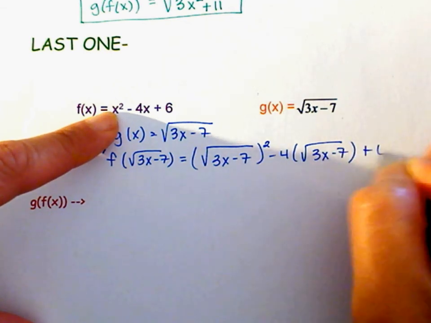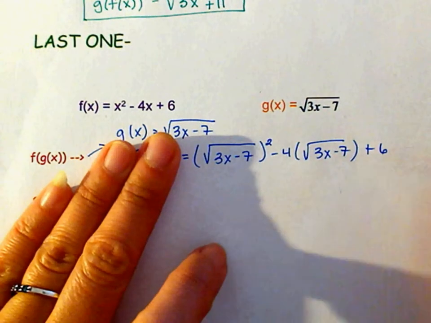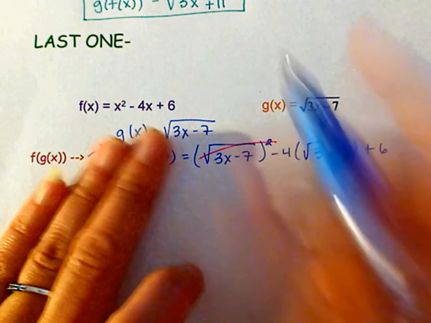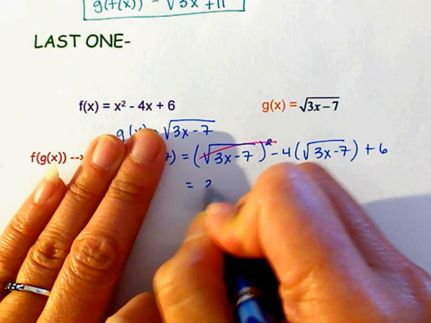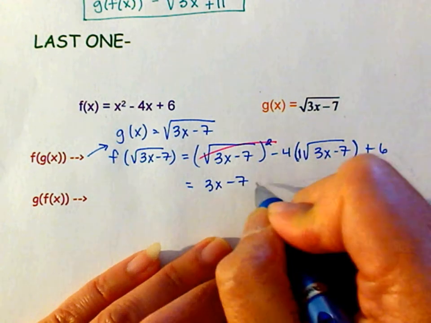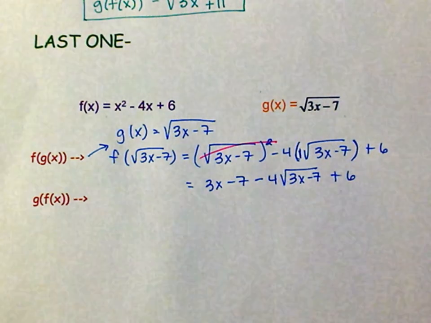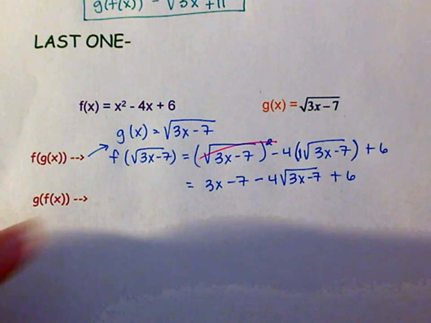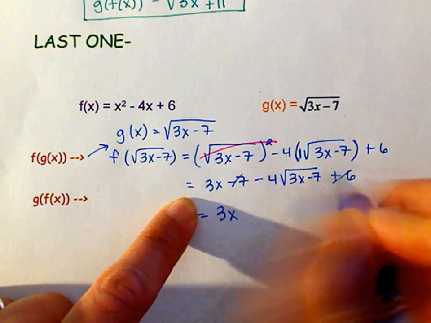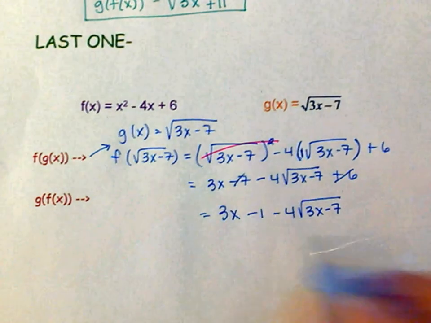You don't do anything on this side. You just pretty much simplify. Remember how I told you those are inverses, so they cancel? So now you have 3x minus 7, parentheses, multiply, there's an understood 1, minus 4 square root of 3x minus 7. Think of this as one term. Bring down your 6. Combine your like terms, okay? So 3x, that's the only one I see. Negative 7 plus 6 is negative 1, and I'm just going to bring down minus 4 times the square root of 3x minus 7.